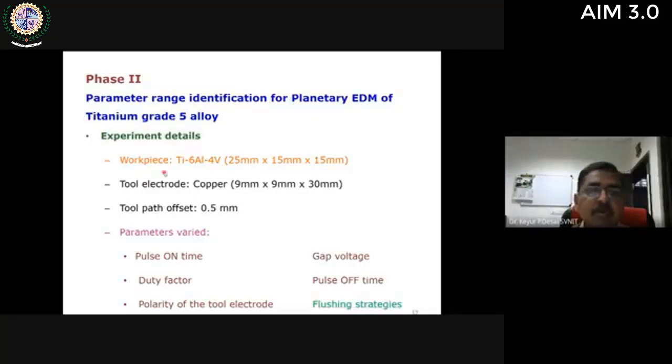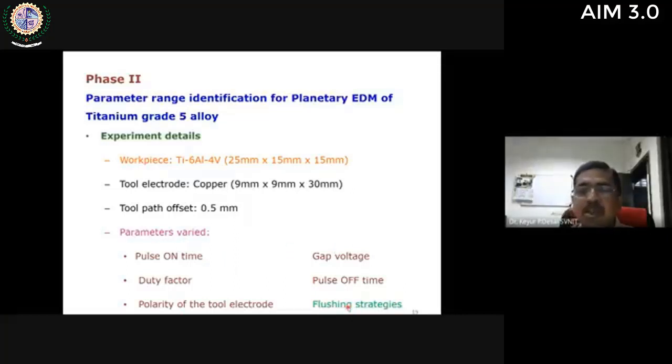Experiments were performed on a titanium workpiece having 15 by 15 cross section, 25 mm long. The tool electrode was 9 mm by 9 mm, 30 mm long. Tool path offset given is 0.5 mm. What does that mean? The cavity obtained was 10 mm by 10 mm. The parameters varied were the same as discussed earlier, plus we studied flushing strategies as well.